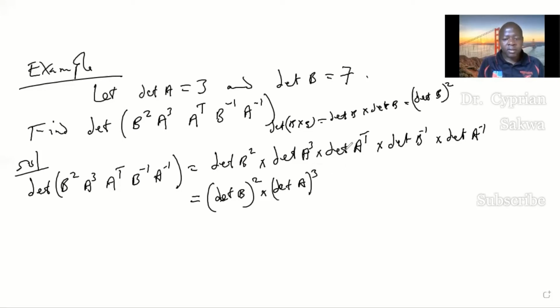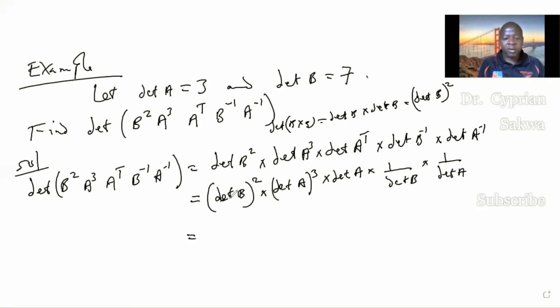What about this one? We said that the determinant of A is the same as the determinant of the transpose of A, which is the same as the determinant of A. What about this? The determinant of the inverse of B is the same as 1 over the determinant of B. And this one is the same as 1 over the determinant of A. So when you use the above theorem.